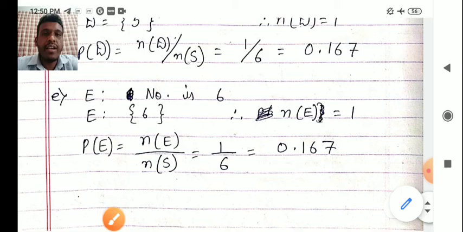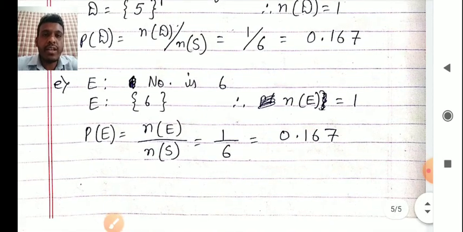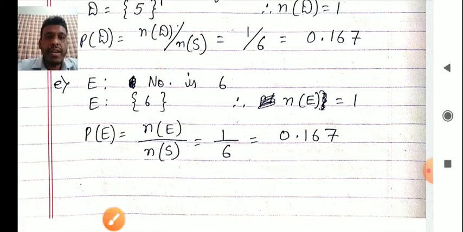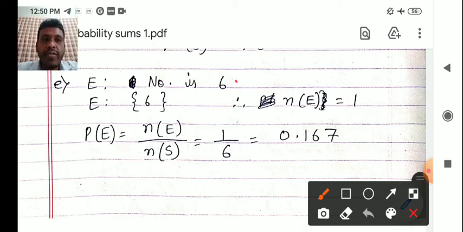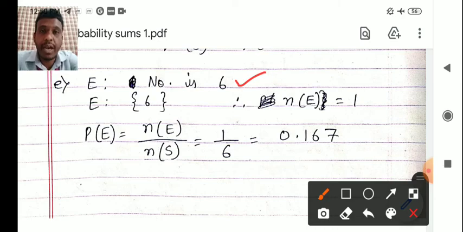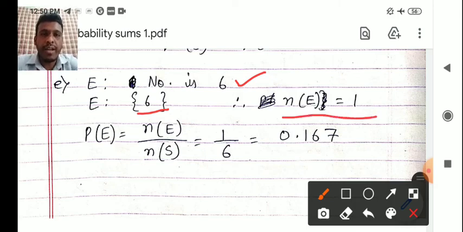And lastly, what they have given is that the number that turns up is 6. So they have given the actual number here. Instead of saying it is an even number, an odd number, a prime number, or a multiple of 5, they have given the actual number. So it is 6. So how many numbers are there in the sample space which are equal to 6? Only one number, that is exactly equal to 6. So write that number. N of E is equal to 1.